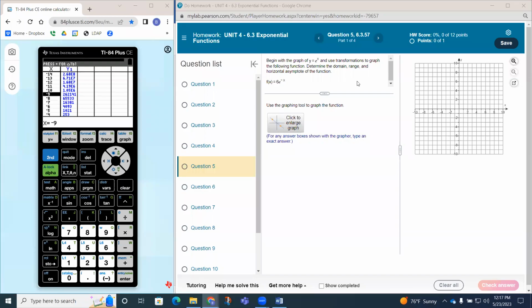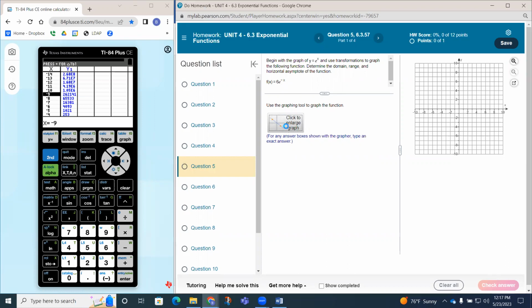So if we look at the graphing tool for question 5, we have y equals 6 times e to the negative x. So again, our parent function would actually be just y equals e to the x. So we have some transformations to deal with here.